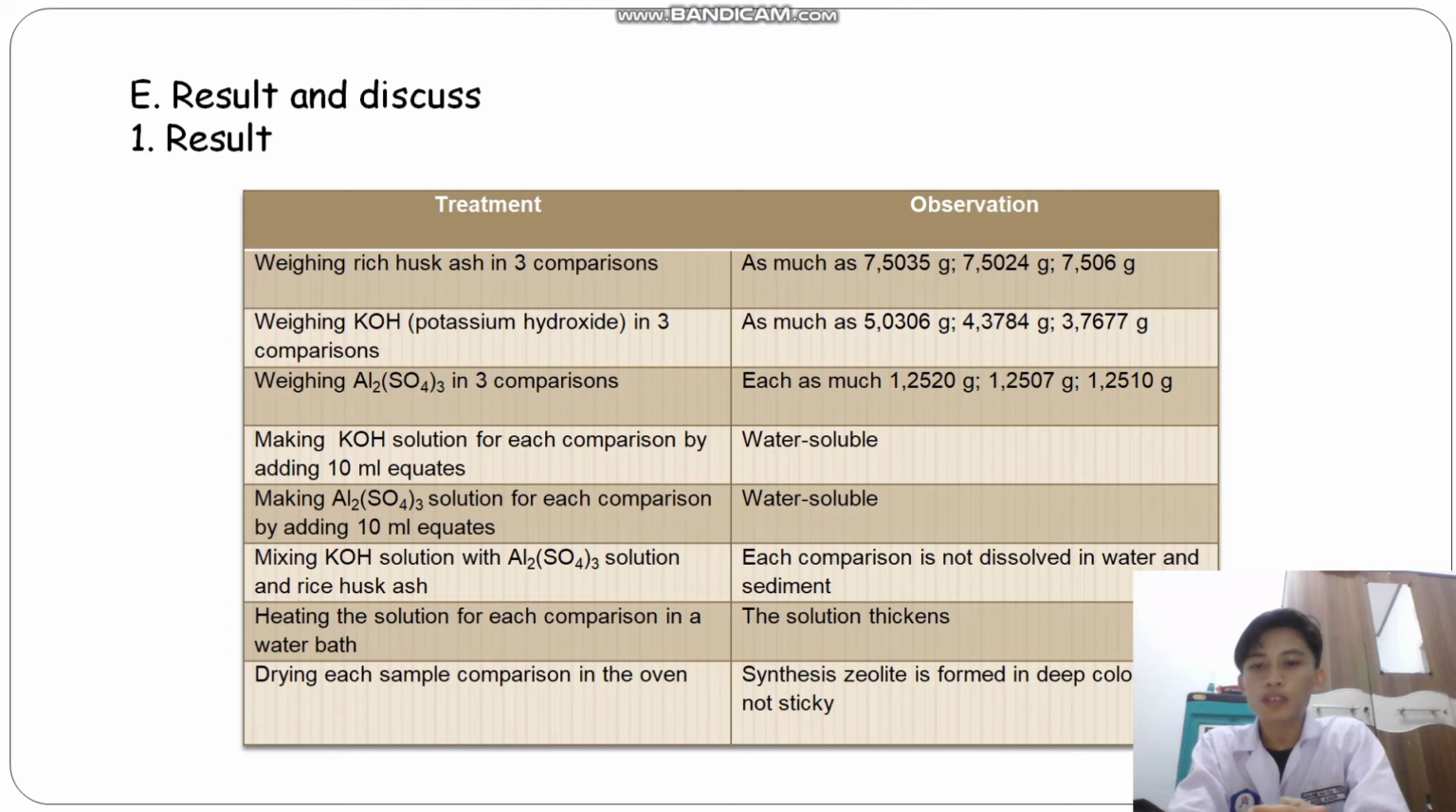Making aluminum sulfate solution for each compression by adding 10 ml aqueous water soluble. Mixing KOH solution with aluminum sulfate and rice husk. The observation: each compression is not dissolved in water and sediment forms.